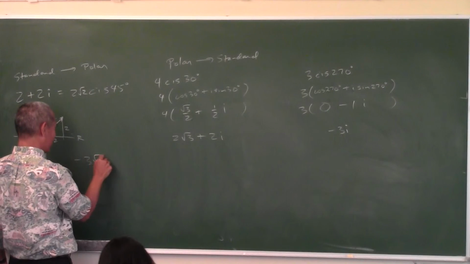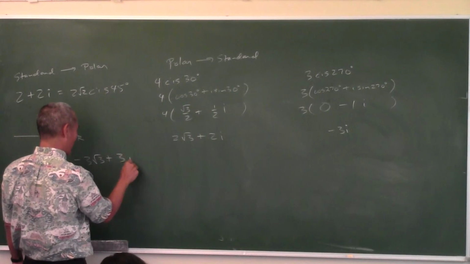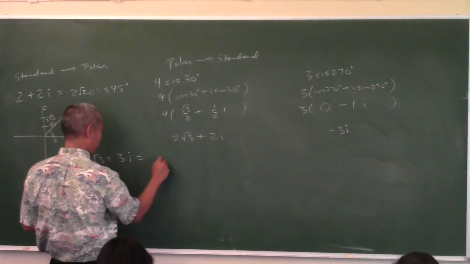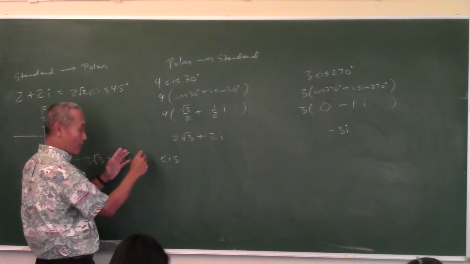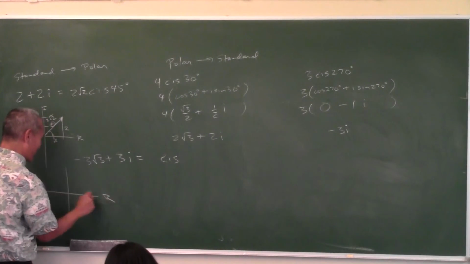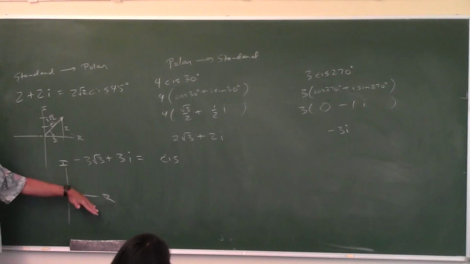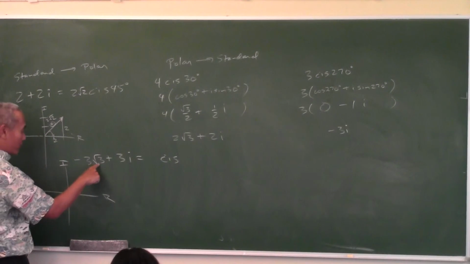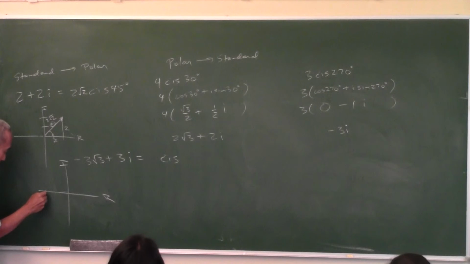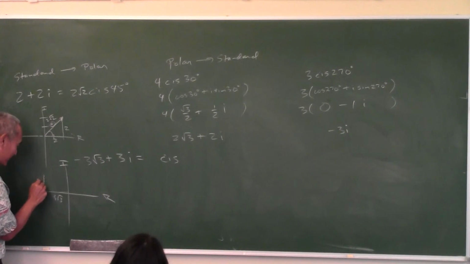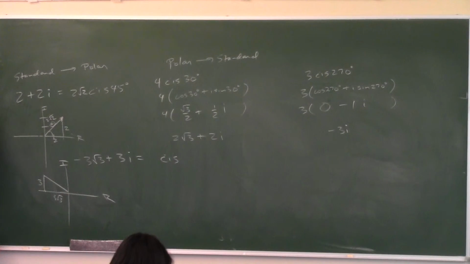Okay, do one last example. Negative 3 root 3 plus 3i. Change this into polar form. So we want to change this into the form r KISS theta. All you have to do is draw the picture. Instead of the x and the y axis, you got real and imaginary. So go 3 root 3 to the left, here, 3 root 3. And then you go 3 up, like that. How far from the origin are you?